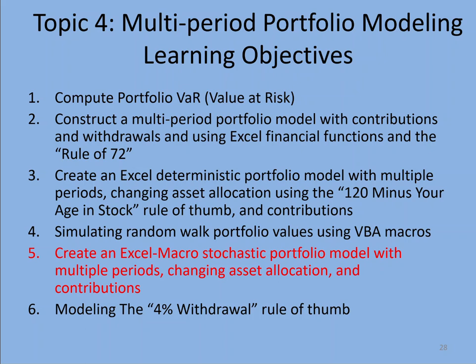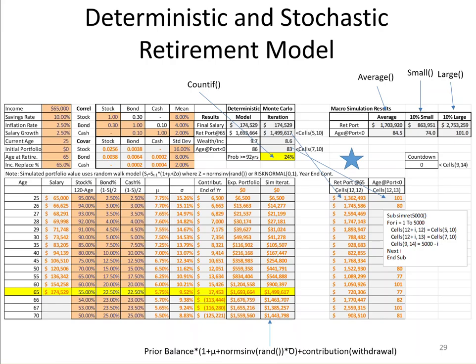Advanced Financial Modeling, Multi-Period Portfolio Modeling, Learning Objective number 5. We're going to create an Excel macro stochastic portfolio model with multiple periods, changing asset allocations and contributions to calculate things like the probability I'll have enough money at retirement. So here's the model. Let's jump to the spreadsheet and create it.